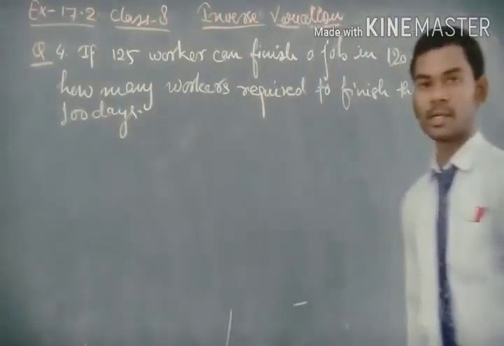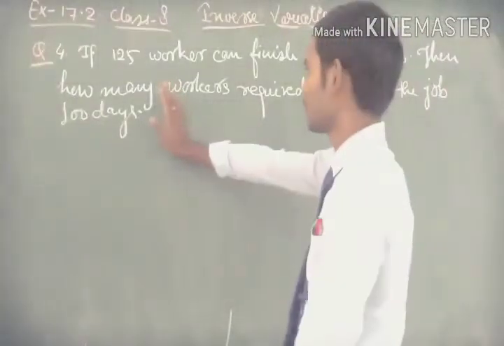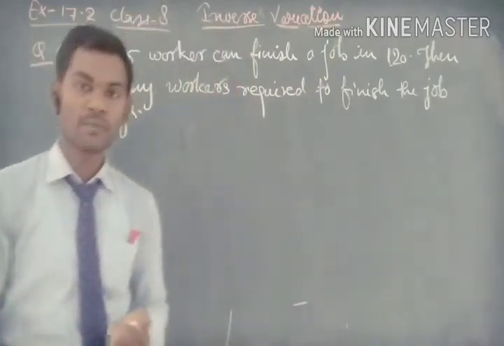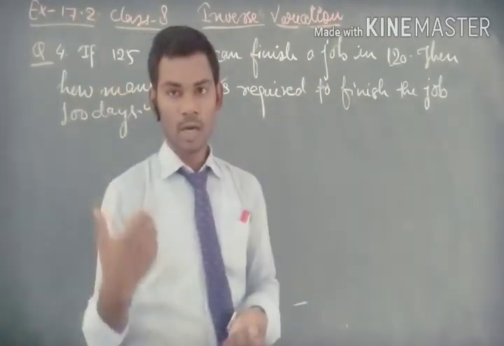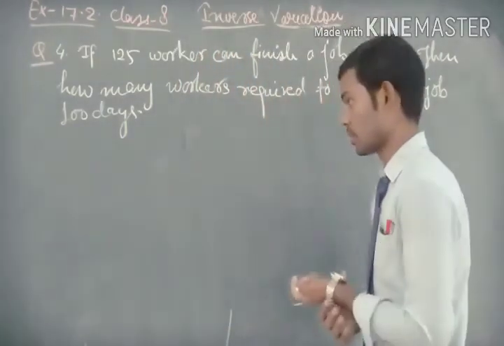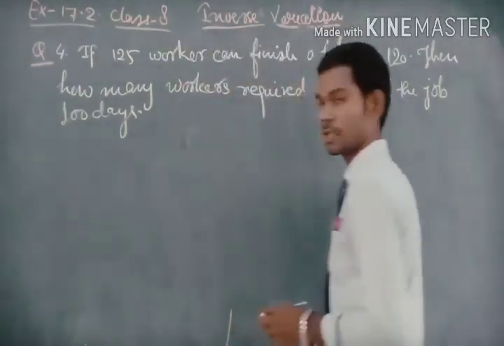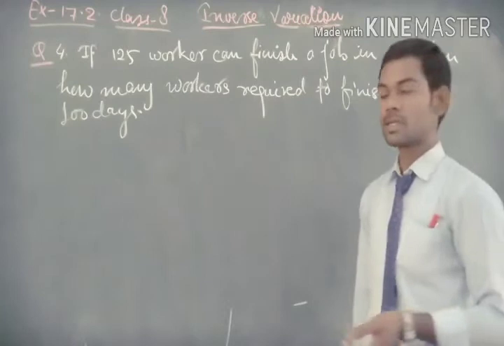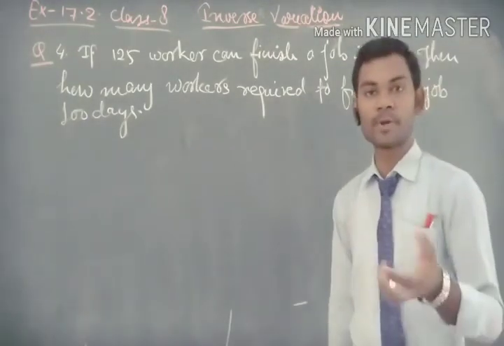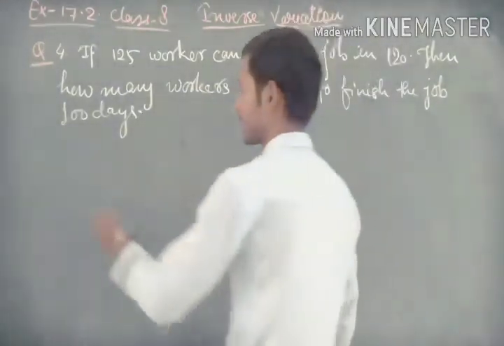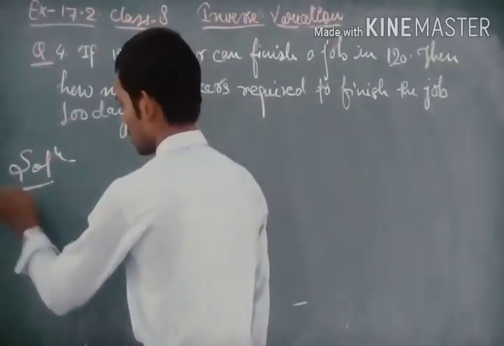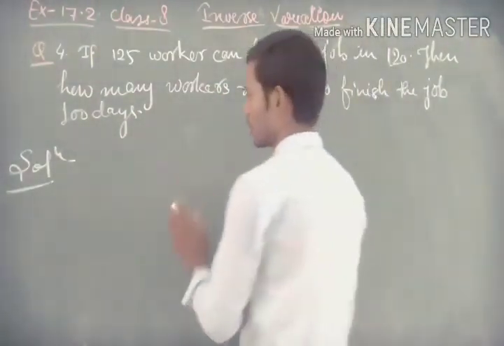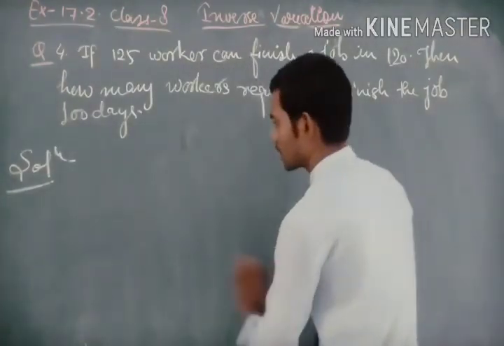Okay, student. The question is very simple here. If 125 workers can finish a job in 120 days, then how many workers are needed to complete this job in 100 days? Okay. So, in order to solve this question, there are two methods. The first one, just apply the simple word problem method, and the second is just make the table as you have seen in the previous question. Okay, so let us see its solution.